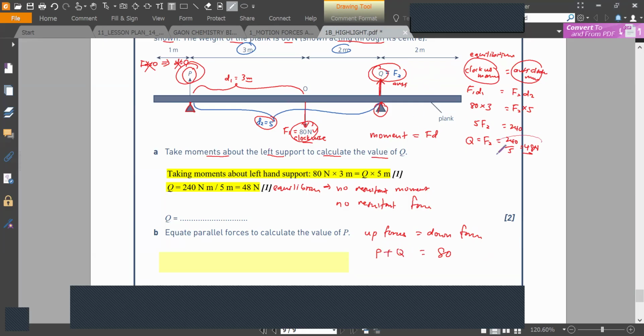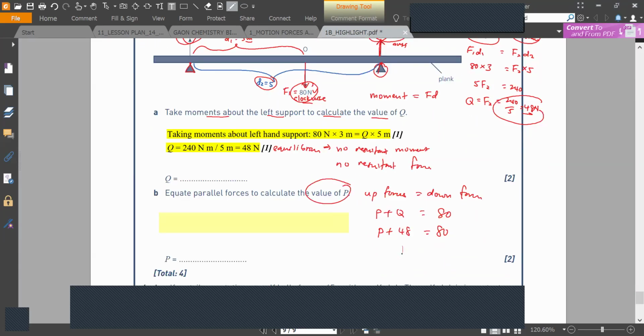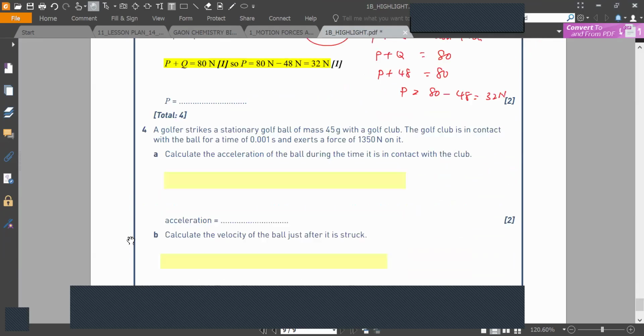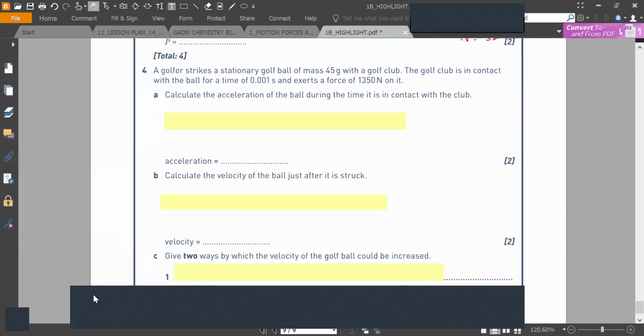We already know Q is equal to 48. So P plus 48 equals 80. Now we want to calculate the value of P. P equals 80 minus 48, which equals 32 Newton. So that's how we solve this kind of question. Maybe we only practice a few questions, and you still don't have too much experience, but later we will come back to this topic again and practice more. Now we'll look at the next question.